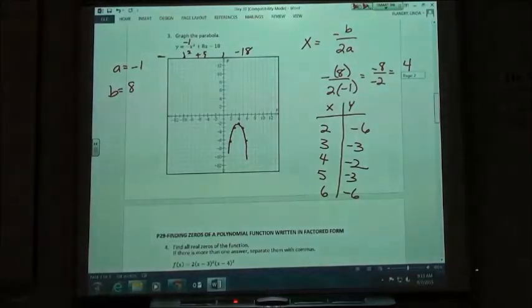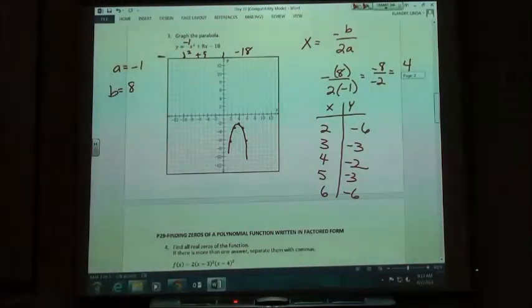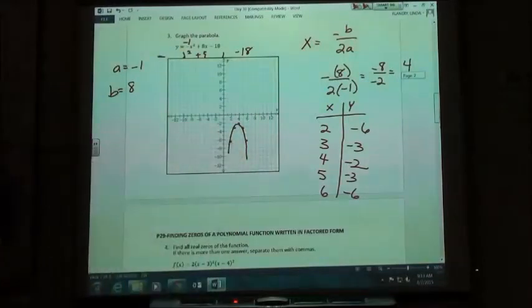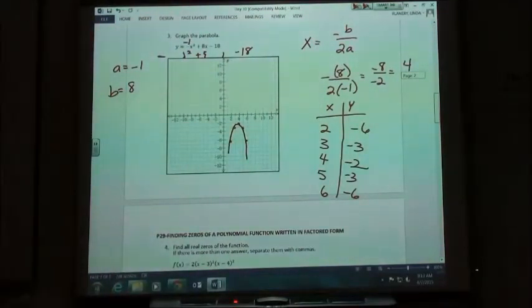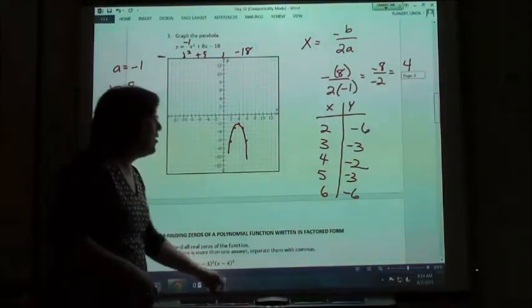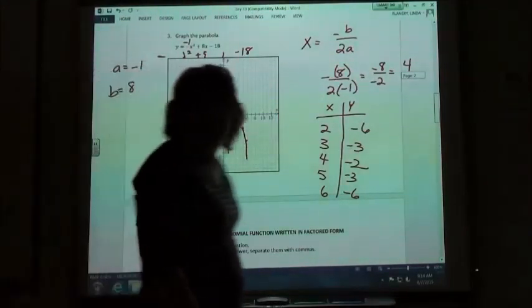And that time my parabola goes upside down because my leading coefficient was a negative number instead of a positive number. Right? We had a negative out here in front that flips it so it goes upside down instead of right side up. All right. So I don't know why they put that graphing a parabola in chapter 3 when all the other parabolas were in chapter 2, but they did.